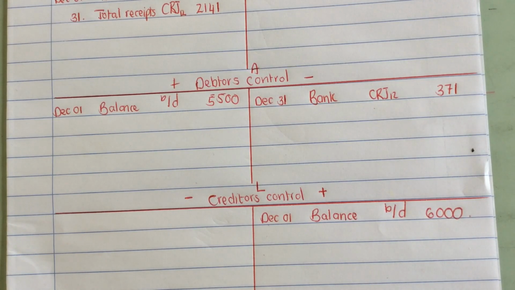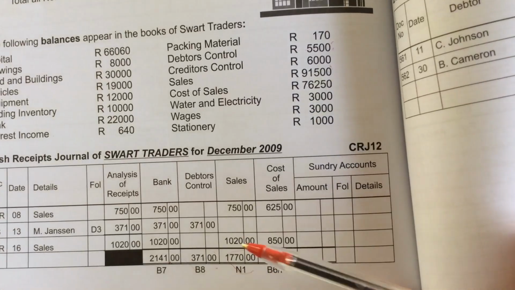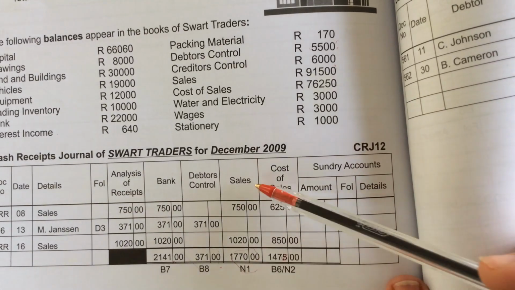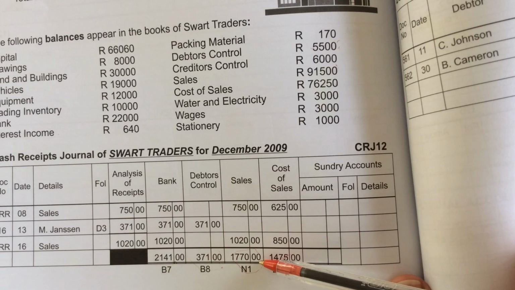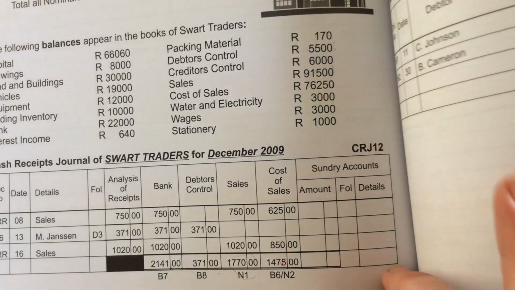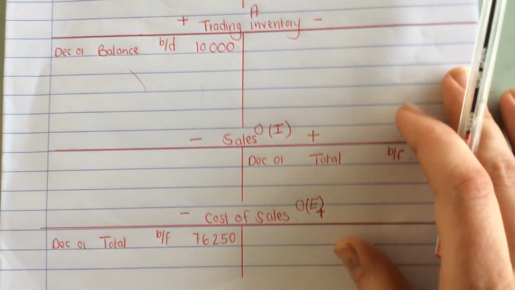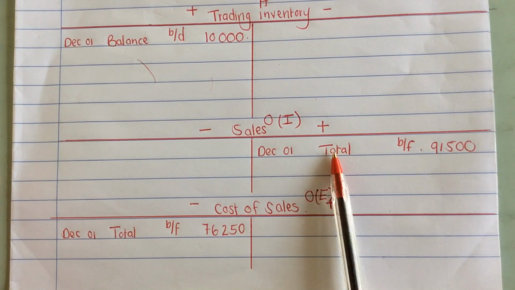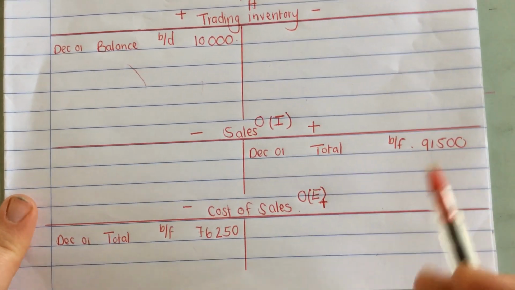The next column in the journal that you need to post is sales. What does this total represent? The total cash sales we made for the month. So go to your sales account. Sales is an income. What does an income do to my owner's equity? Increases it, so you write on the credit side.